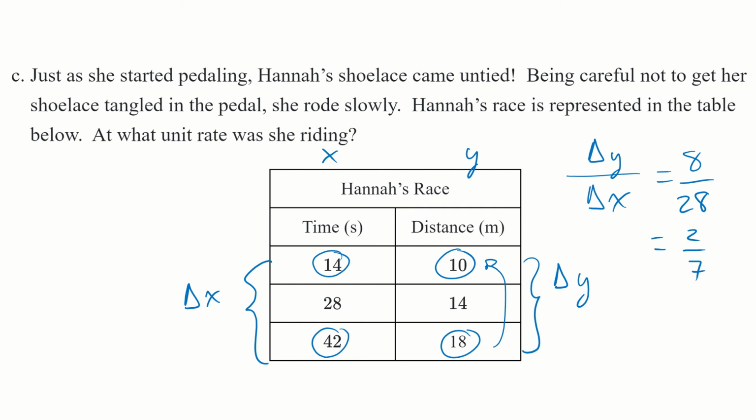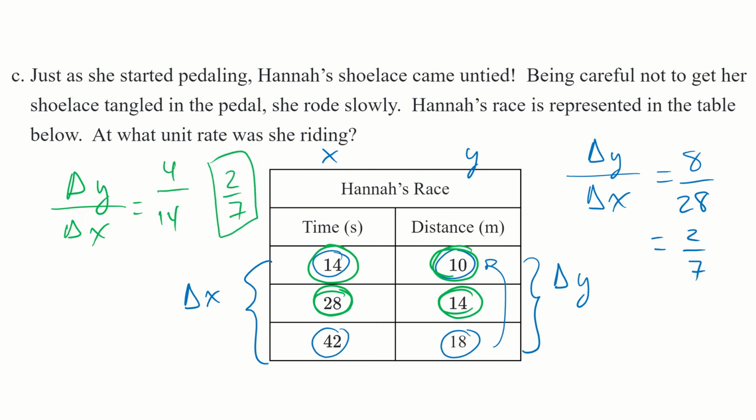But I want to point out that it doesn't matter which one of these I pick. I could pick different ones. So for example, let's say that I picked this point and the first one again. Let's say that I use the 14 and the 10. Well, in this case, my change in y for those I've circled in green would be 14 minus 10. So I'd have a numerator of 4. And my delta x would be 28 minus 14, which is 14. And if I reduce that, both are divisible by 2. I get 2/7.